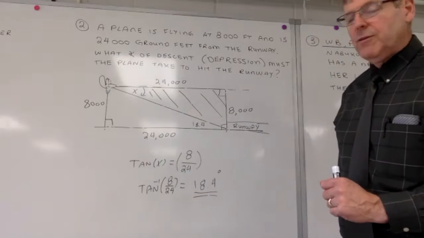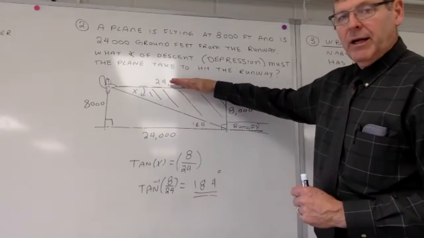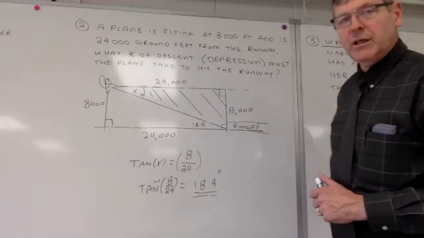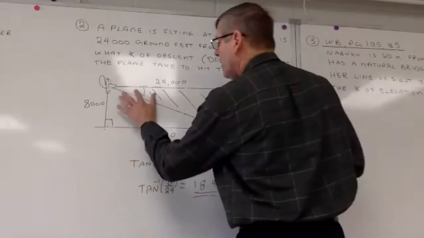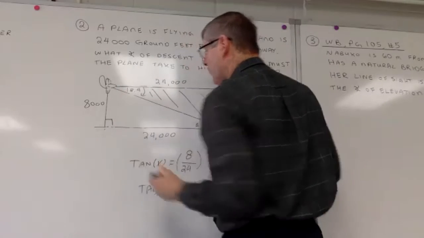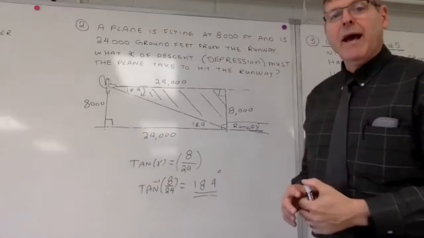And that makes sense if you think about it, because these are parallel lines and this is a transversal. These are nothing more than alternate interior angles, so they're both going to be 18.4. So how should you solve the problem? It all depends on how you draw it.